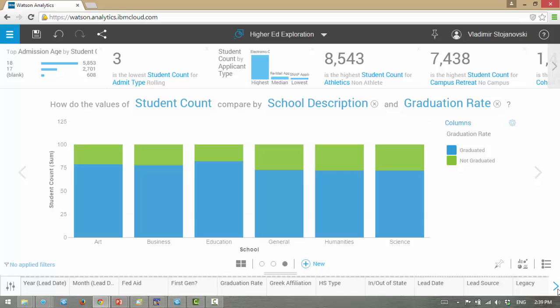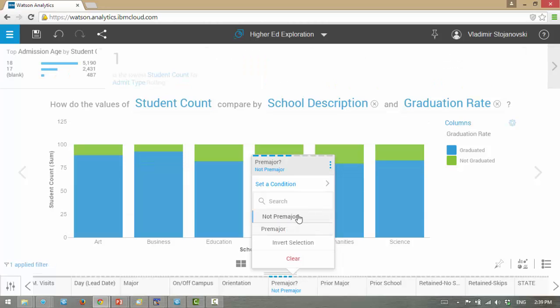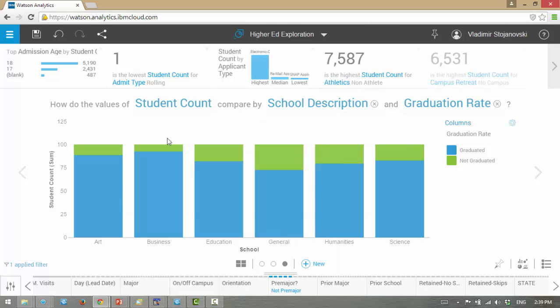So as I scroll in the data here, I find the column for pre-major. I will click on it and ask Watson to show me only those that are not pre-major. And the visualization updated to show only those students that are not pre-majors. You will notice here that we are showing students that are not pre-majors only, and you can also see a visual clue here as to how much of the data is actually shown. So roughly half of the data is shown, which means that half of the data are pre-majors.